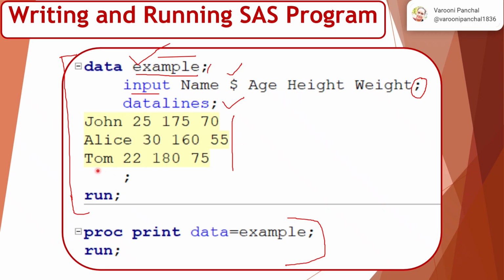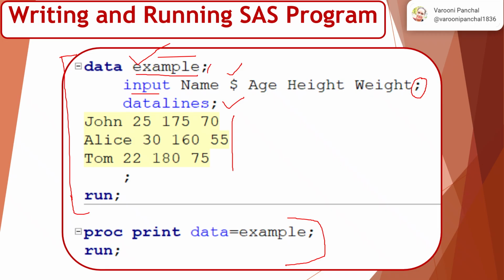Again, when I read through the third record, Tom is the name, which is character, 22 is the age, height is 180 and weight is 75. Now once I've completed writing these very simple, basic data lines, I'm informing the SAS software that after the datalines statement, whatever records or lines that you see are all my data that needs to be added in what data set? In the example data set. In what structure? In name, age, height and weight variables. I hope this is clear up till now.